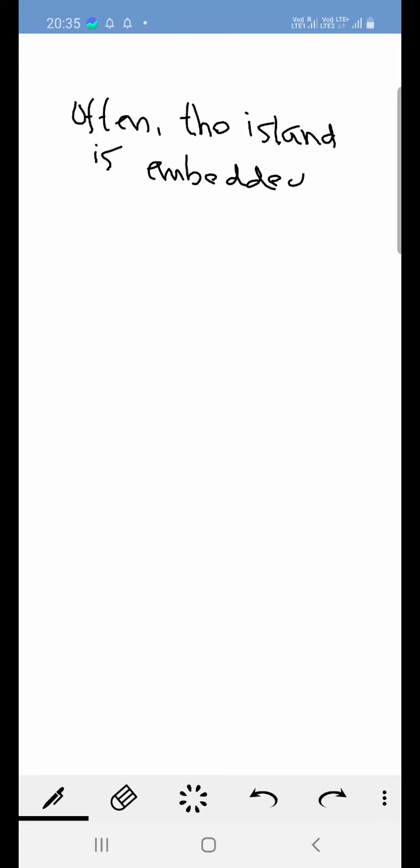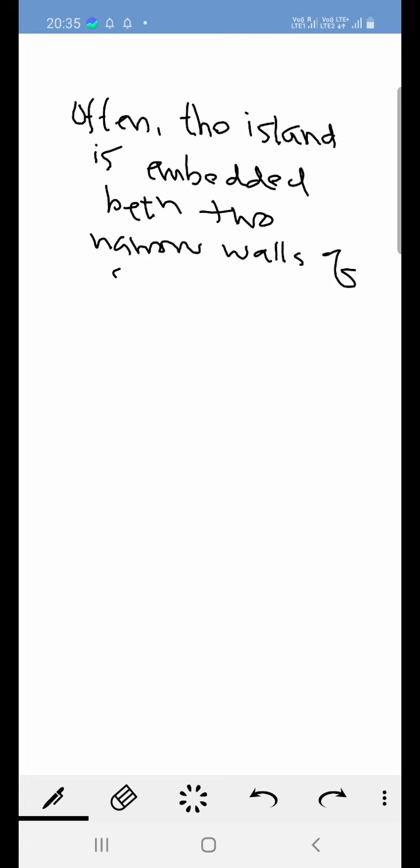Now, what happens is that often we can find the island is embedded between two narrow walls of some other material.